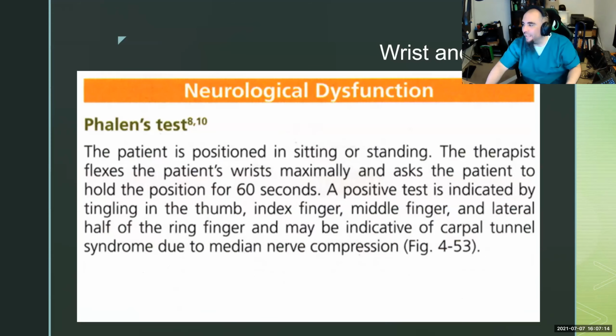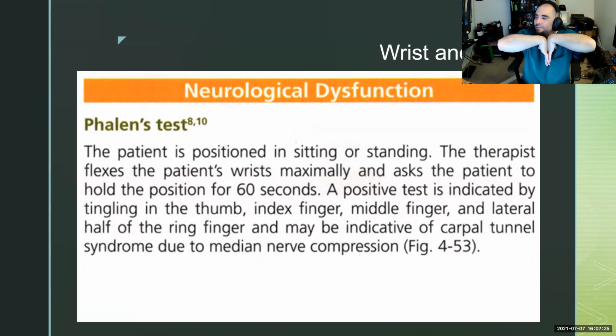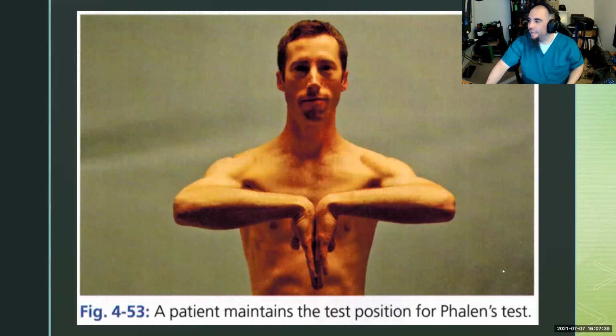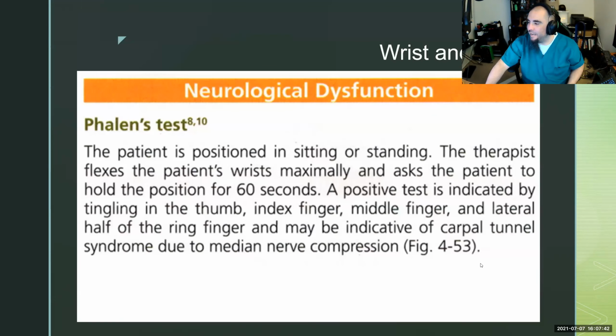Phalen's, this is one that nobody likes. Patient's position is sitting or standing. The therapist flexes the patient's wrist maximally and asks the patient to hold this position for 60 seconds. So we're gonna do this one. Everyone take out, we're gonna do it together. I'm gonna put a timer up. You're gonna be sitting, I don't think I got a picture of it. So there's what you're kind of looking like. A positive sign is if you get numbness or tingling down the first 3 digits. So we're gonna take our hands, put them back to back like this in a reverse prayer position, get in that position, and we're gonna start it. We're gonna hold that for 60 seconds.